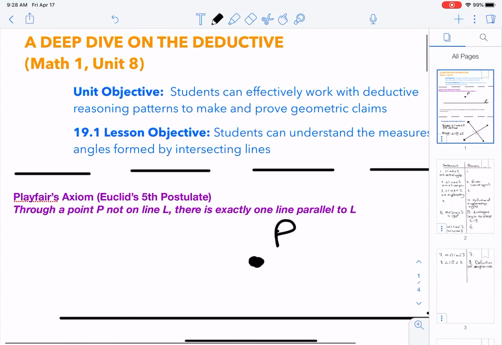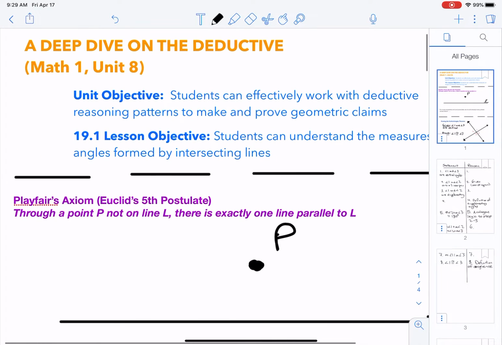So my objective, big picture, since we have just a short time, is to focus on looking at deductive reasoning and proving geometric claims, really looking at that in depth. But there's also a specific objective I have for this lesson, which is that students can understand the measure of angles formed by intersecting lines.